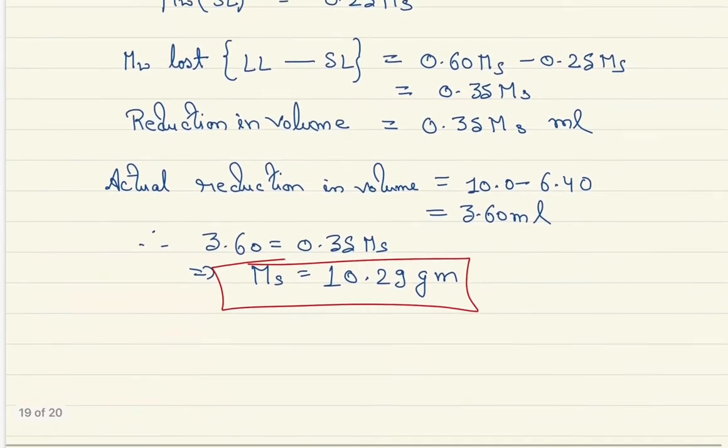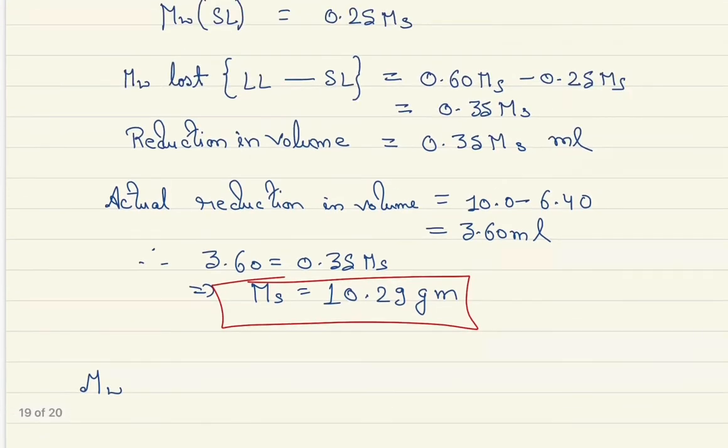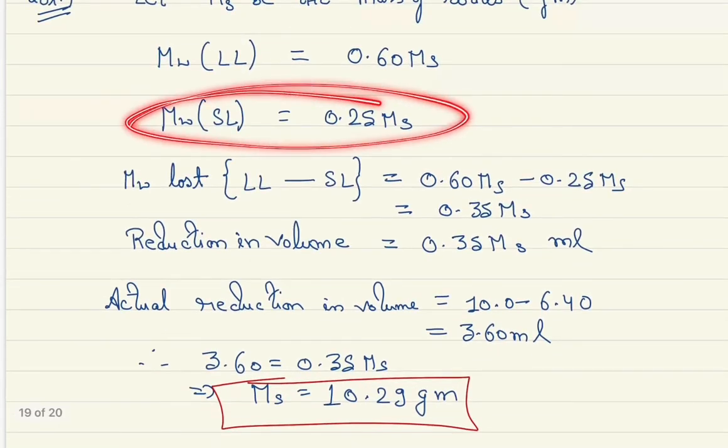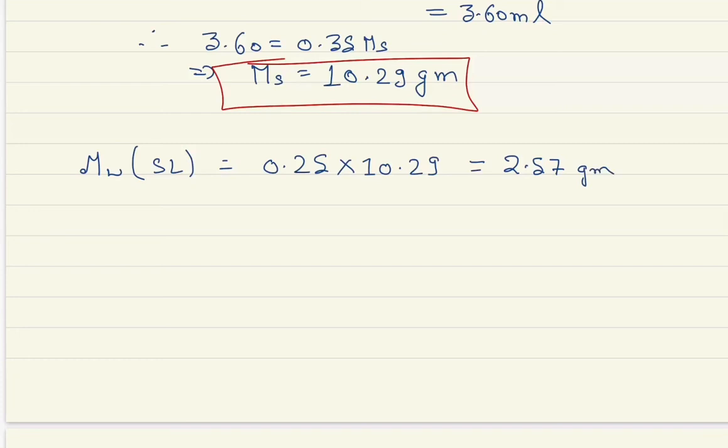Okay, up to here I think it is clear. From here it can be solved in two different ways. Now, what is the mass of water at shrinkage limit? Mass of water at shrinkage limit is equal to 0.25 into ms, that is 10.29, so it will be equal to 2.57 gram.